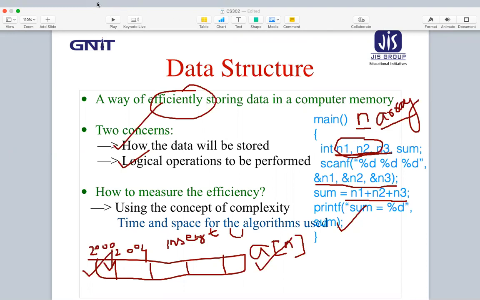So, let us recapitulate. Data structure is basically, given a problem, what type of information we can use and how we can store the variables so that our program works efficiently and consumes less memory space. We can put it in that format.